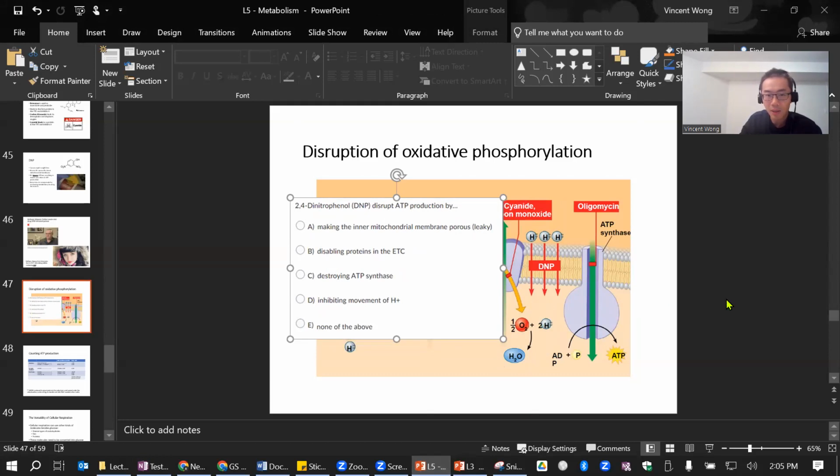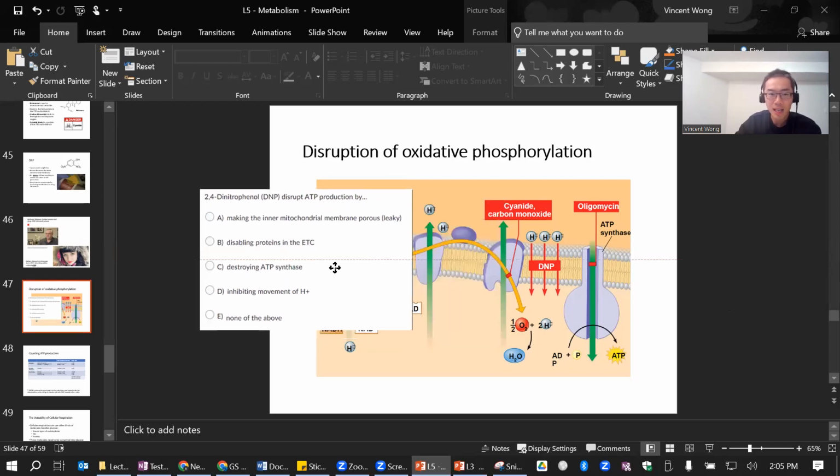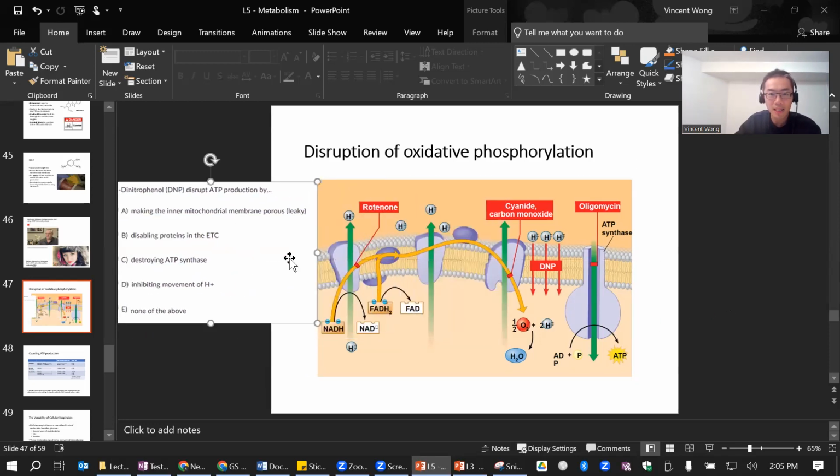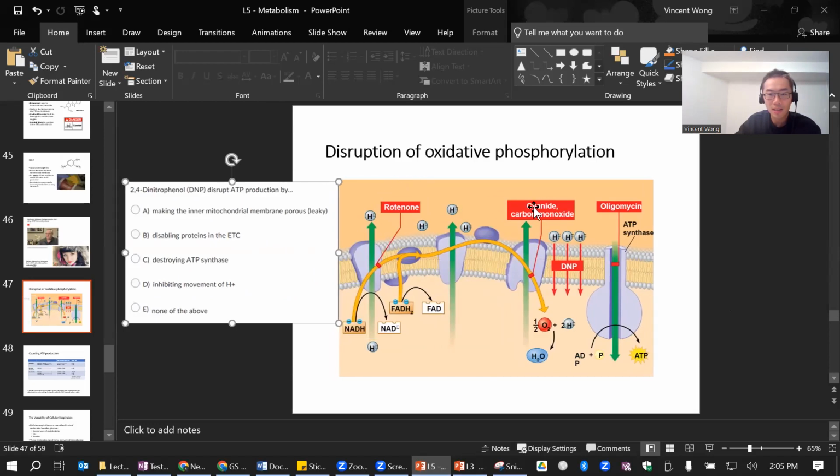A, making the inner mitochondrial membrane porous, leaky. That's how the H plus comes right back in. Okay? It's not inhibiting the movement of H plus. It's actually providing a shortcut so that the H plus is not going through the ATPase. And if it's not going through the ATPase, you're not making ATP, right? And then your body thinks you're starving. That's why it switches to fat metabolism. That's why you lose so much weight all of a sudden. Do you understand?